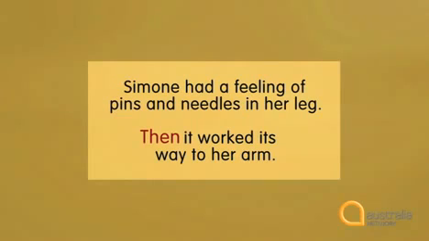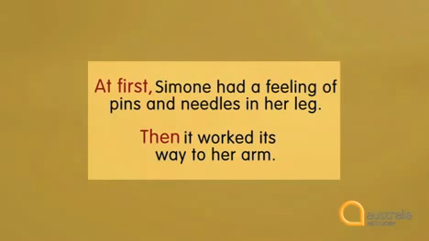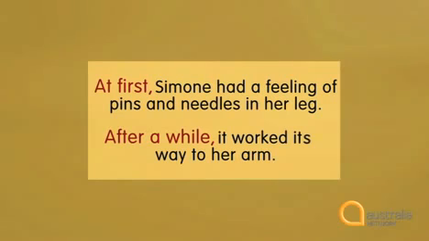We might say, at first, Simone had a feeling of pins and needles in her leg. After a while, it worked its way to her arm. Notice that transition signals like this are often followed by commas. Adding transition signals has made Simone's story clearer.